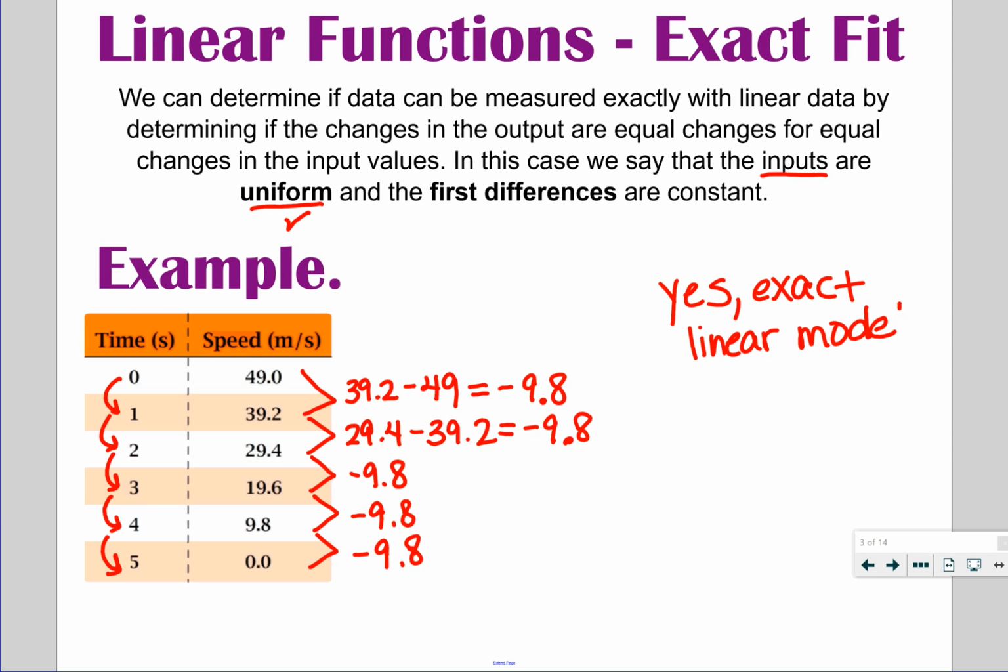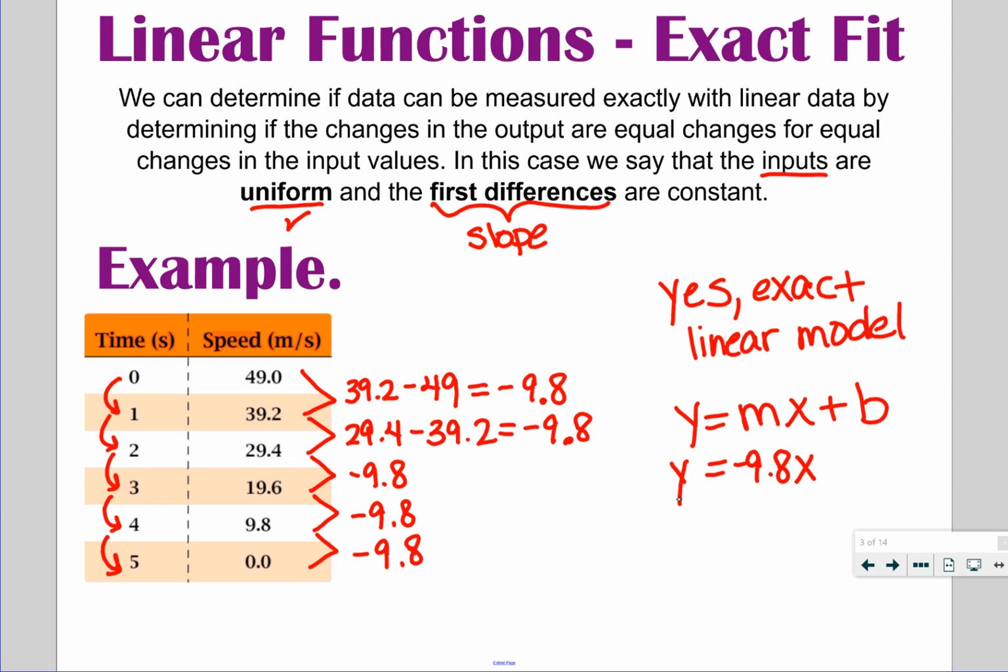And then you could write the equation that goes along with this. So we're going to use y equals mx plus b, like we've used before. That first difference that you're finding is your slope. It's what you're increasing by from one term to the next. And because our time was going up by 1, it's just negative 9.8 over 1, or negative 9.8.